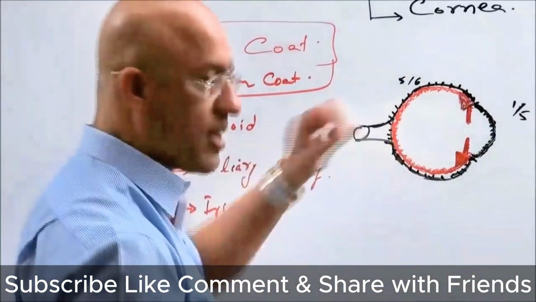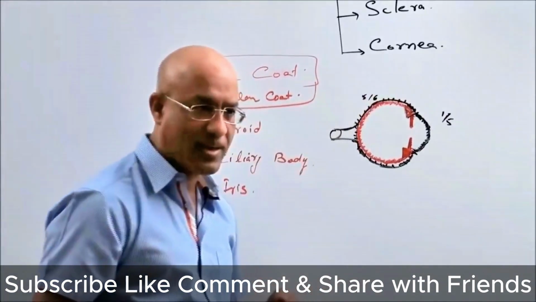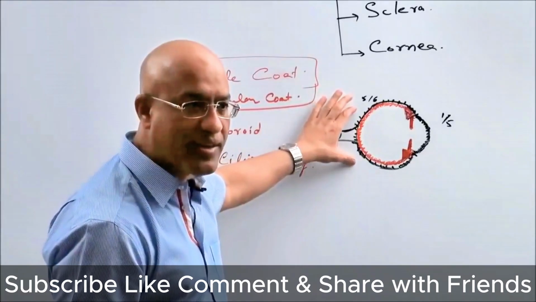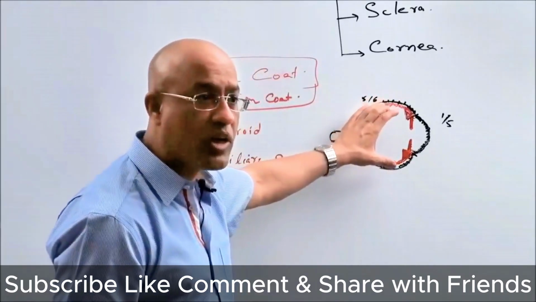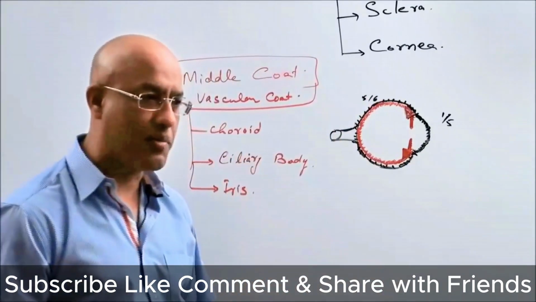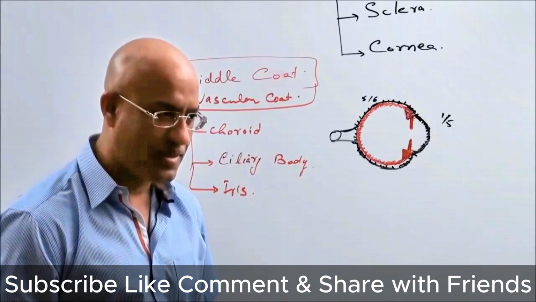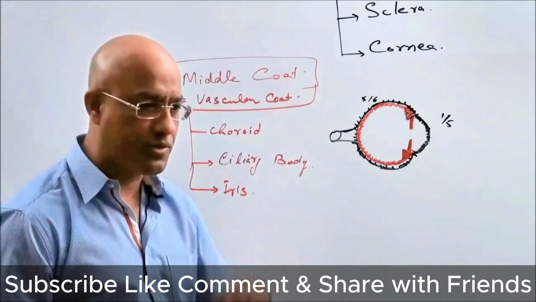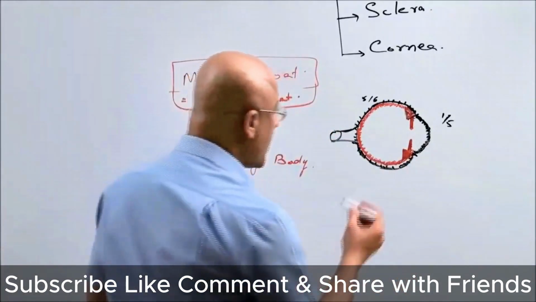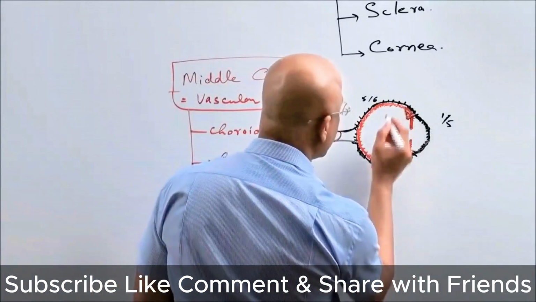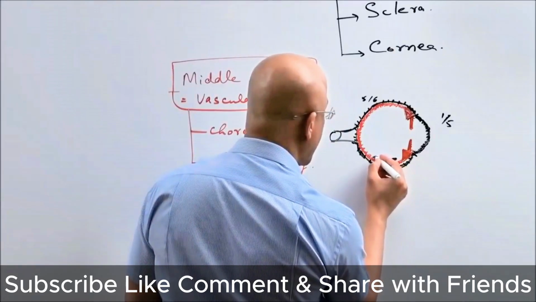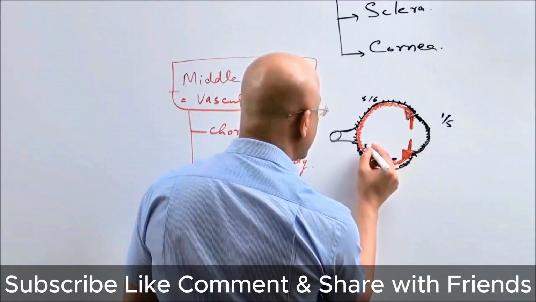Then the innermost layer, the real layer for which this protection is provided, the real layer for which this heavy vascular nutrition is provided, is the sensory layer of the eyeball. That is the retina, which is really going to do the real function of the eye. And the retina is inside. Here I draw the retina.